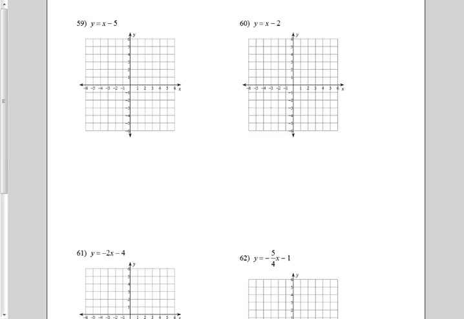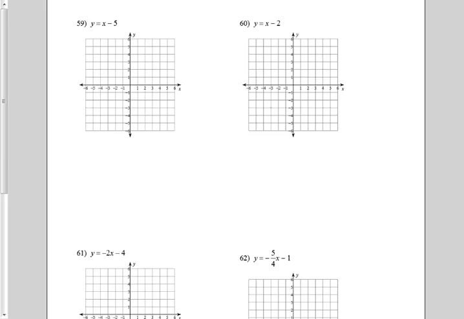Okay, everybody, welcome back. As you can see here in 59, these problems have all been solved for y, so we don't have to worry too much about solving for y. We can go ahead and just graph right away. I wanted to do one of these by hand, just so we don't get confused.